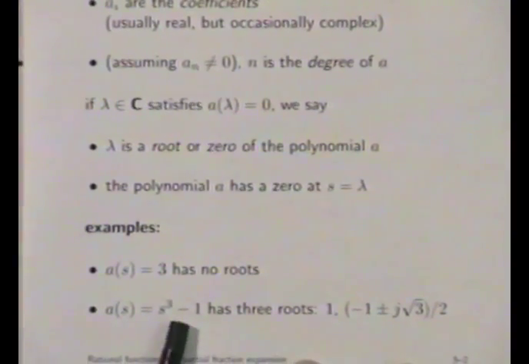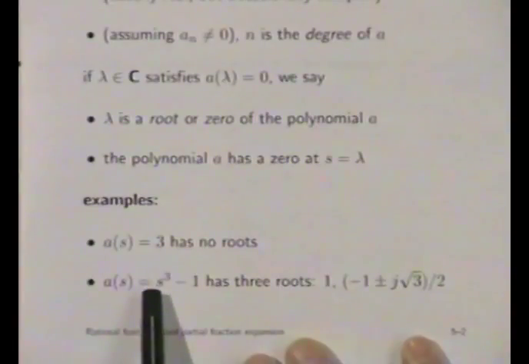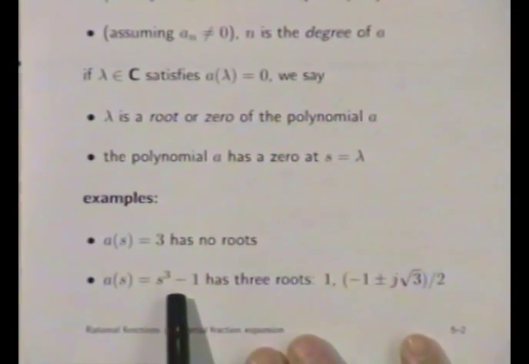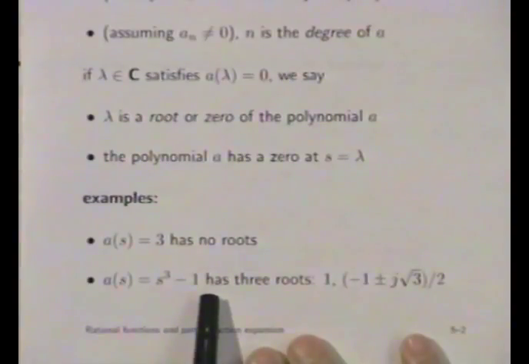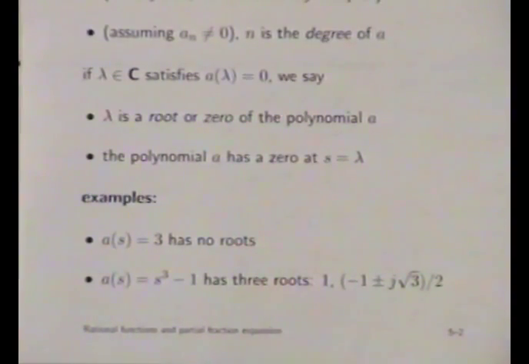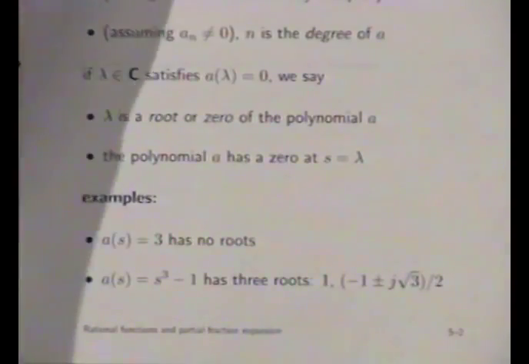Here's a cubic. It's got degree 3. And this has 3 roots. You just look at this and you realize very quickly, if you plug in 1, that's a root. What you're left with after you divide it out is a quadratic, which you can solve, and these are the 3 roots. Okay, and you can check. If you cube either of these two numbers and then subtract 1, you get 0. It's a root.